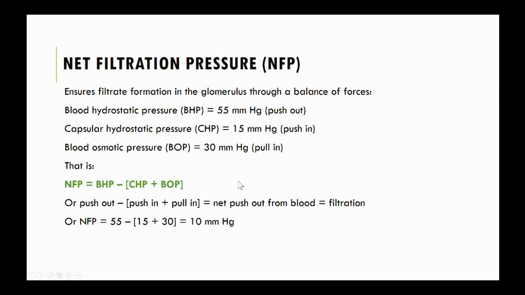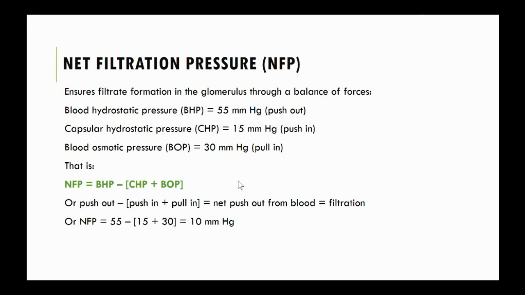What happens is that we have hydrostatic pressures and osmotic pressures, which you may remember we talked about before, and all of those pressures determine filtration at the glomerulus. We have our blood hydrostatic pressure. Remember, hydrostatic pressure is that push out. Here at the glomerulus, the pressure is about 55 millimeters of mercury. Then we have the capsular hydrostatic pressure, which is about 15 millimeters of mercury. The capsule surrounds the blood vessels, right? And so it's a push in here.